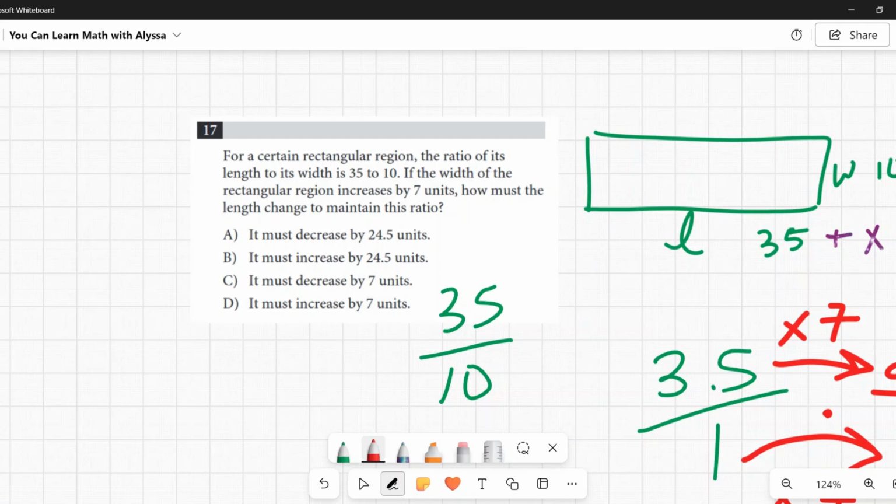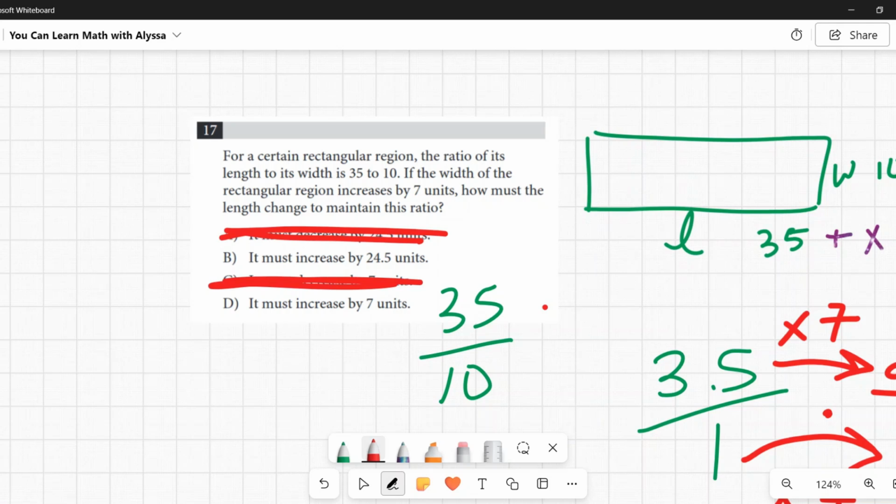Okay, well, the bottom goes up by 7. The width increases, goes up by 7. So is the top going to increase or decrease? Well, to keep the same proportion, it's going to do the same, right? If this one goes up, that one also has to go up. If the bottom one goes down, the other also goes down to keep that same proportion. So already, the two that say decrease are out.